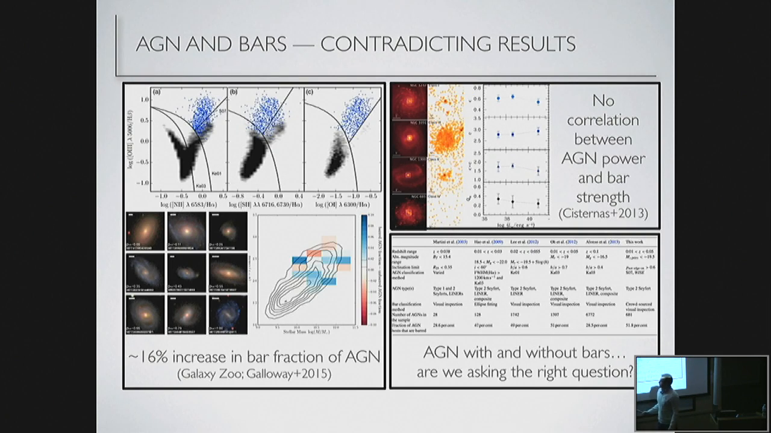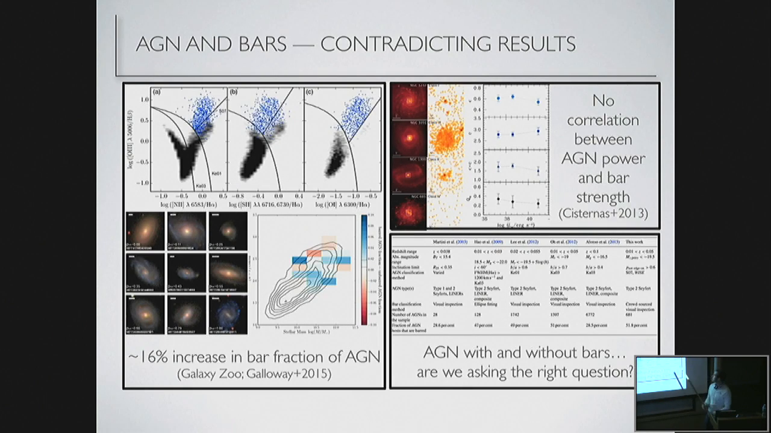Let's say you take something like Galaxy Zoo. This is a relatively recent paper by Galloway. They took all of the AGN that they had in SDSS that also had morphologies from the Galaxy Zoo project, and they found a marginal increase in the fraction of AGN that contain bars. This is a positive result. We're happy with this. But if you do this more thoroughly with a smaller number of galaxies, in a less statistical sense, just a very detailed sense, someone like Mauricio found that there was actually no correlation between the AGN power and the strength of a bar. In fact, there's an entire literature on this of people saying yes, no, yes, no, no.